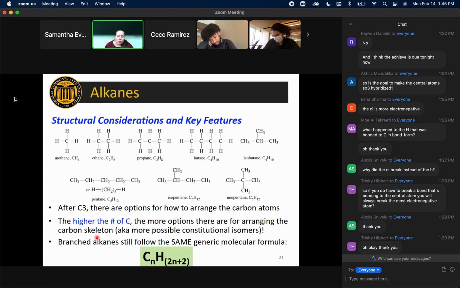So here's a cool thing. It doesn't matter if it's linear or branched, as long as it is a simple alkane, meaning it does not have any cyclic pieces to it. It does not have any pi bonds anywhere. As long as it is a simple alkane, it will still have the same generic molecular formula, CnH2n plus 2, which is something you guys should know.